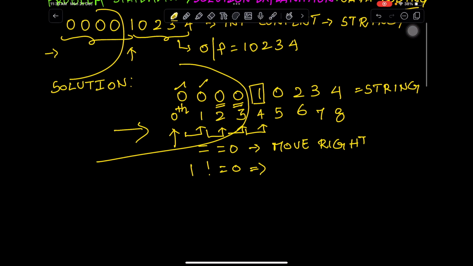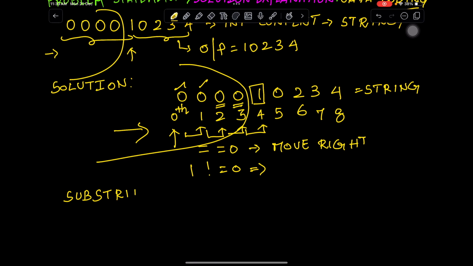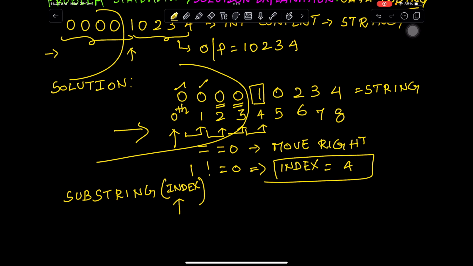So what I am trying to do is, in Java, we have a method called substring. It will accept one parameter, that is the index. If you see here, at index 4, we got a digit which is not equal to 0. You have to remember this particular index. So index is equal to 4. You have to remember this and give it as input over here.